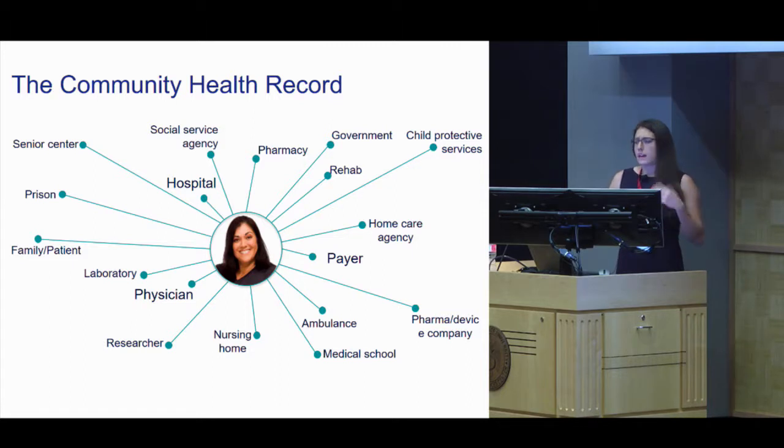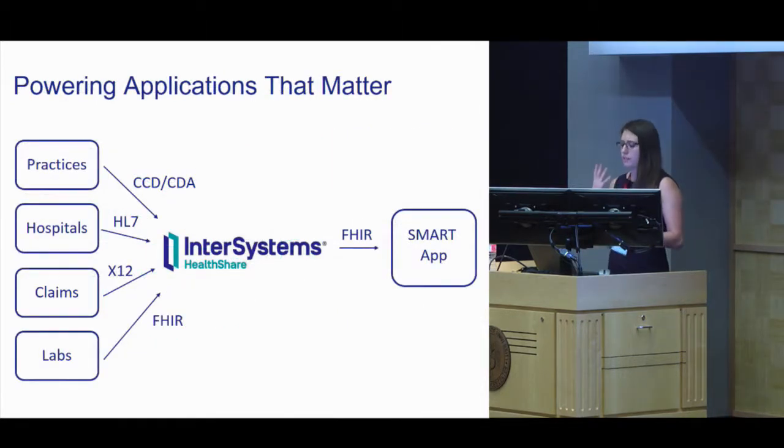So how exactly does this play with HealthShare? The core of HealthShare is the ability to create this aggregated, normalized, deduplicated community health record. We are able to connect with all these different practices and hospitals in a variety of different formats. So maybe we're taking in CCDs or CDA documents from practices, HL7 messages, X12 claims information, and we have FHIR resources coming in. These are coming in from different EMRs, and from different organizations that don't have EMRs.